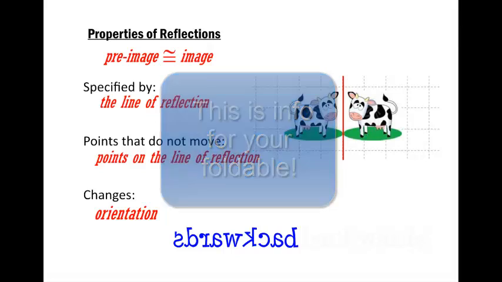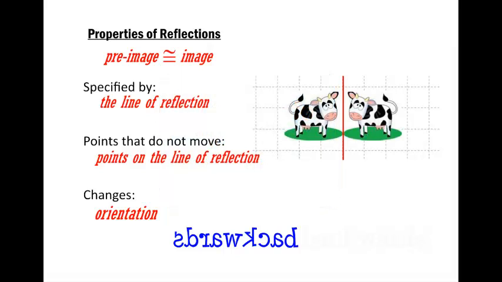The first thing that we need to remember about a reflection is that the pre-image is exactly congruent to the image. Now remember that that means that this transformation is an isometry. An isometry, again, is when we do a transformation but we have congruent figures. So this one would be an isometry. We're not changing the size or the shape, just the location. It is specified by the line of reflection, so you have to know where that line of reflection is in order to do any of this.